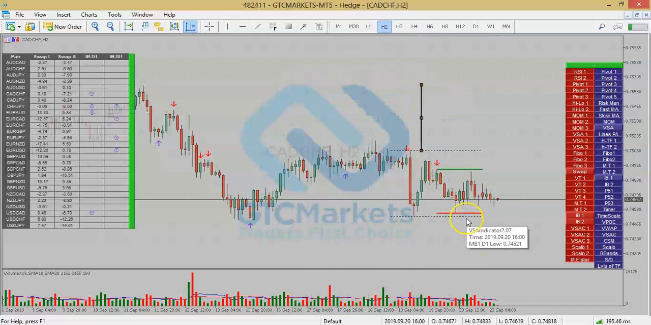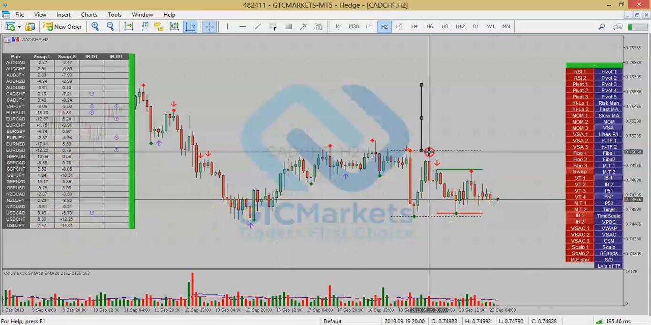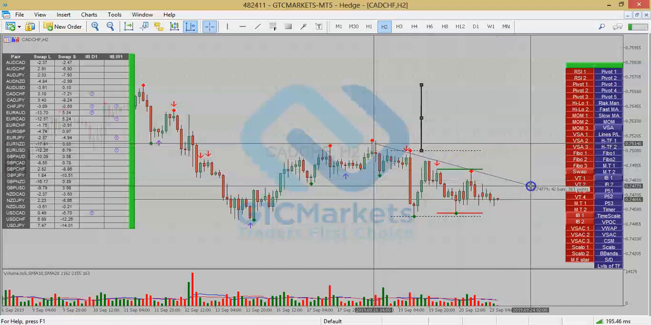I won't come into a selling position on this pair. Why? Because I know, according to the COT report, the Canadian dollar is stronger, so a buying scenario will be more feasible for me right now. Even if I come into this one, I can see this trend line over here. A break of the trend line towards the upside can also lead towards bullish momentum.